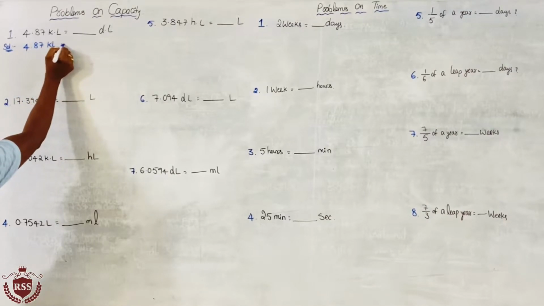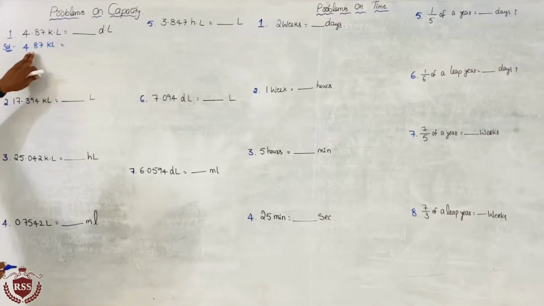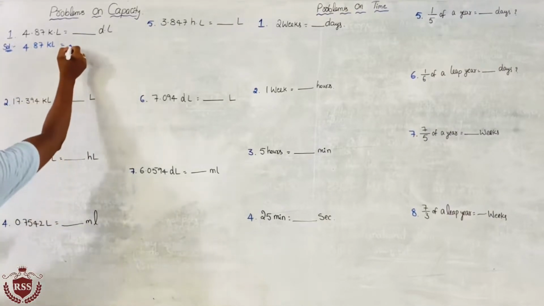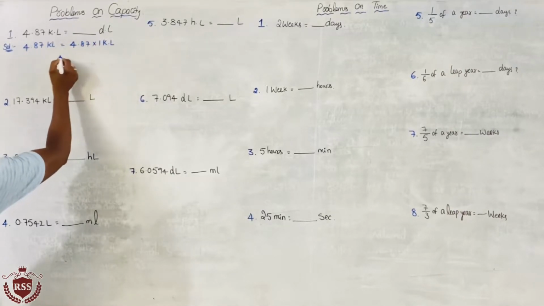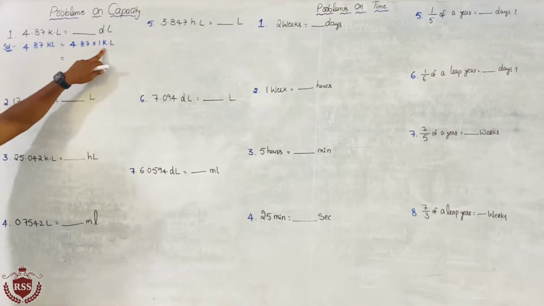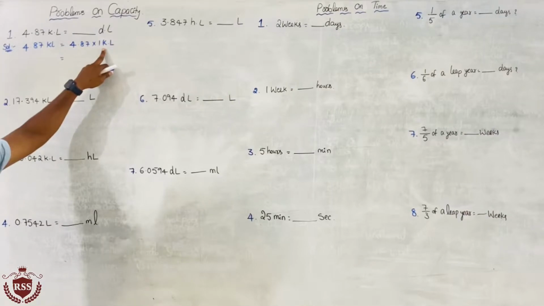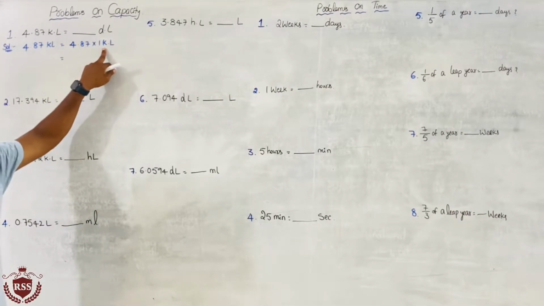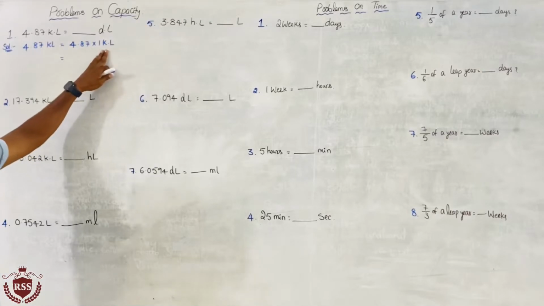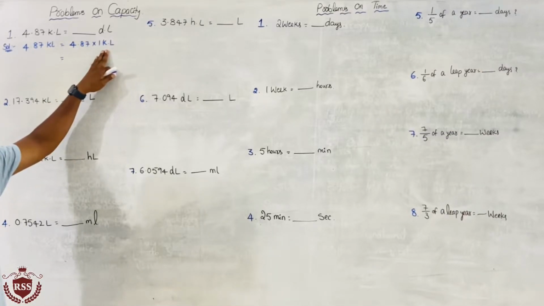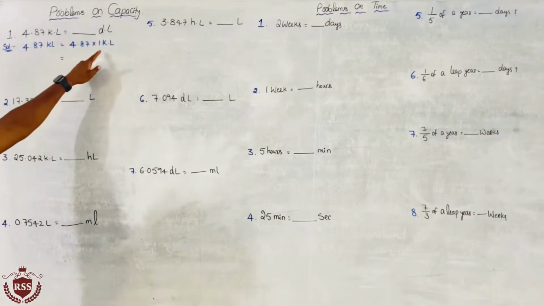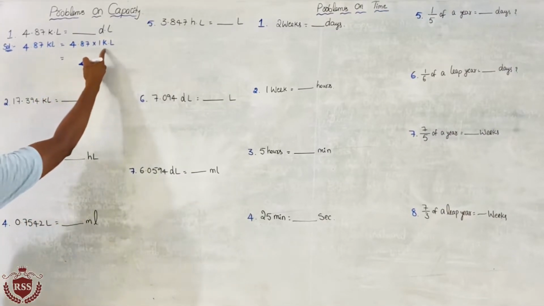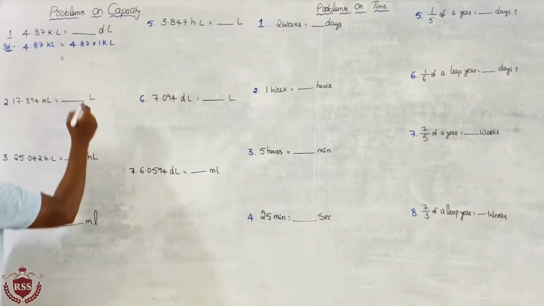4.87 kiloliters. We have already seen in the last class, we write this as 4.87 into 1 kiloliter. So 1 kiloliter means how many decaliters? 1 kiloliter equals 1000 liters, which is multiplied with 10, and 10 into 100 will be 1000, right? So 1 kiloliter equals 100 decaliters. So we can replace 1 kiloliter with 100 decaliters.